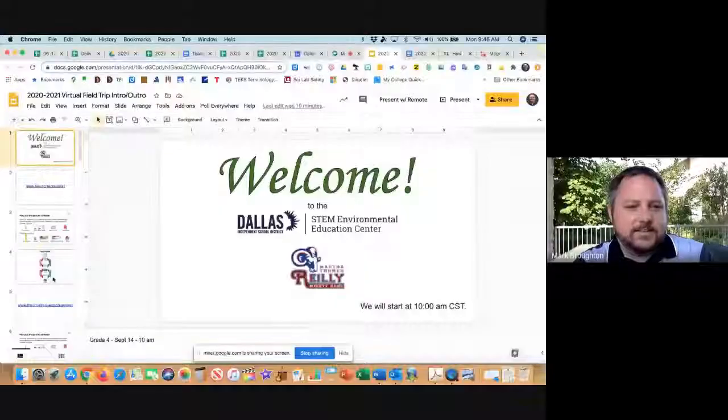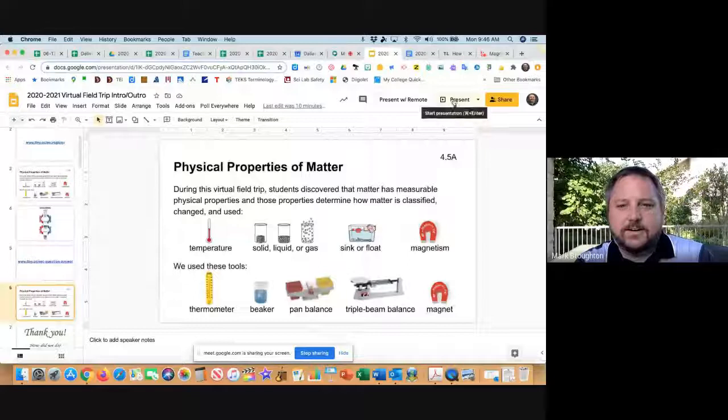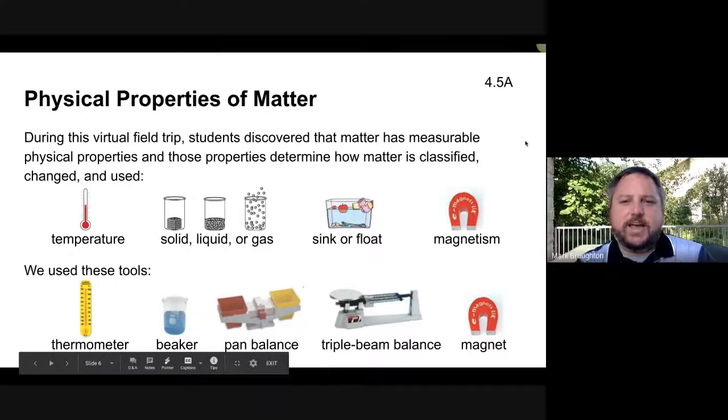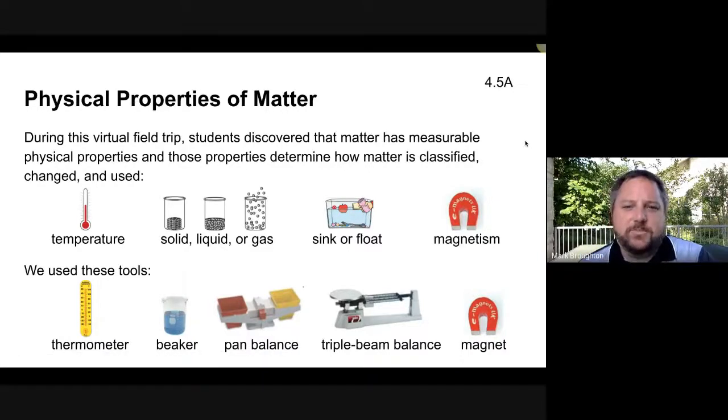I'm going to share my screen here so that we can review what we've done this morning. Today, students discovered that matter has measurable physical properties, and those properties determine how matter is classified, changed, and used. We explored the properties of temperature, whether matter is a solid, liquid, or gas, matter's ability to sink or float, and matter's ability to be attracted to a magnet. We did use a thermometer, a beaker, a pan balance, a triple beam balance, and a magnet.